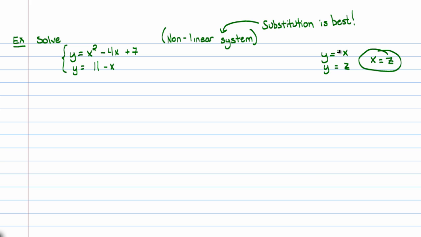You could say, well, if I know that y is equal to x, then I'm going to substitute that in for y in the other equation, and you'll get that x is equal to z. So that's what we're going to do here. Since we know that y is equal to 11 minus x, wherever I see a y in the top equation, I'll replace it with 11 minus x. So let's go ahead and do that. So this implies 11 minus x is equal to x squared minus 4x plus 7.